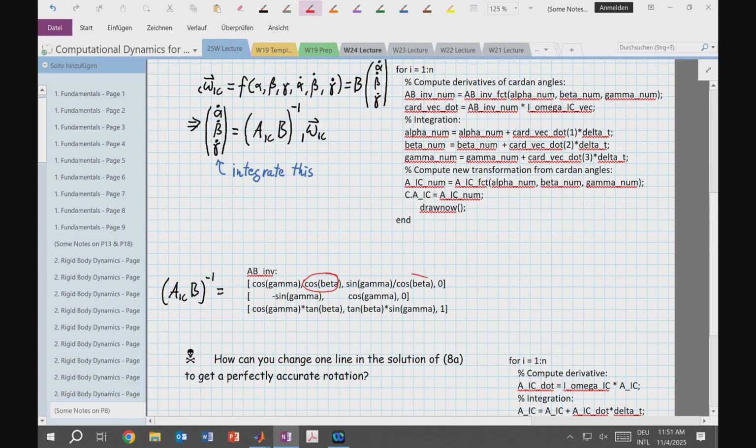If this guy, cosine beta, is 0, then all of these, the tangent and the 1 over cosine, become infinite. So we have an issue here. For beta equals 90 degrees, we have a problem. This matrix here becomes singular. That problem is called gimbal lock.